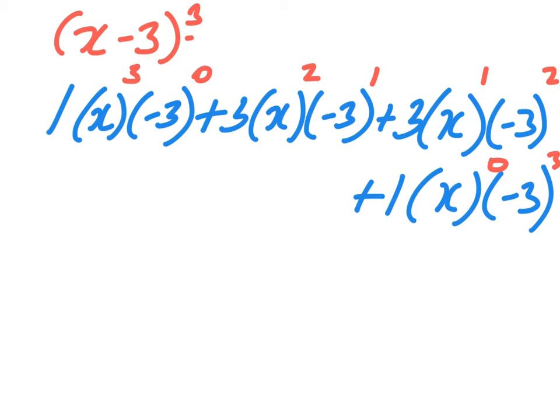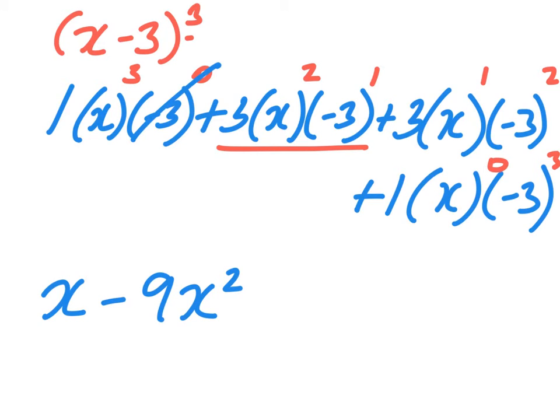So what have I got? I've got 1 x cubed, and minus 3 to the power of 0 is 1, so we're just left with x cubed. Plus, now I look at this part, I've got 3 times x squared times minus 3, which actually gives me a minus 9x squared. Now look at the next one. I've got plus 3 times x times minus 3 squared. Now remember, minus 3 squared is 9. So it's 3 times 9 is 27, so 27x.